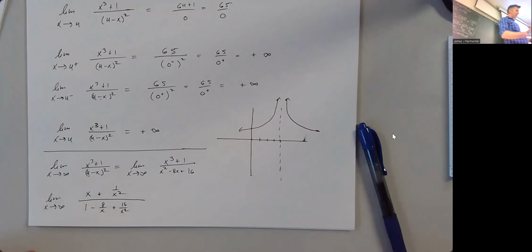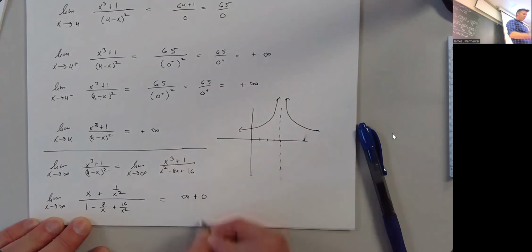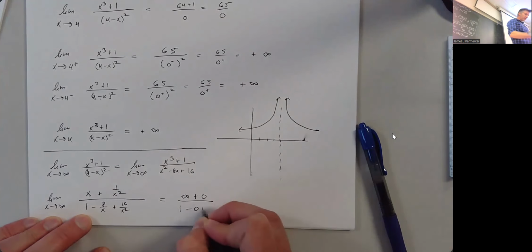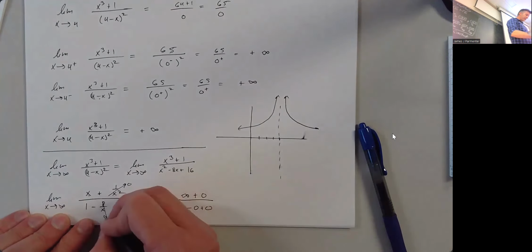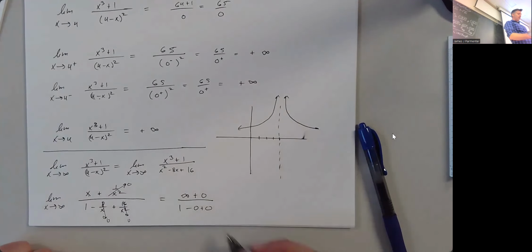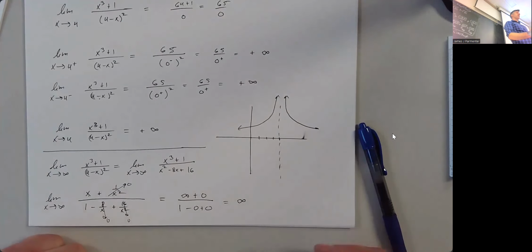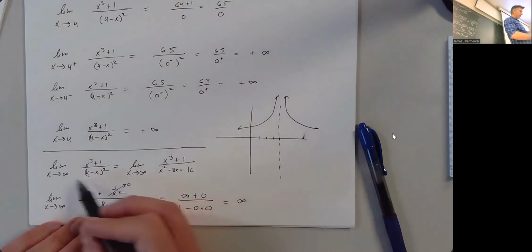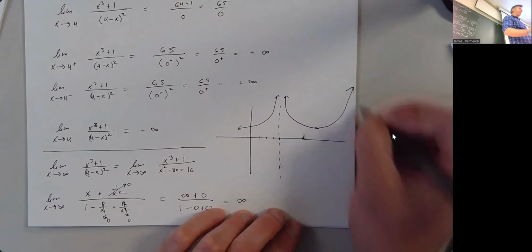If we let x go to infinity, here's what we're going to get. We're going to get infinity plus 0 over 1 minus 0 plus 0. Because the 1 over x squared goes to 0, the 8 over x goes to 0, the 16 over x squared goes to 0. And so we get infinity divided by 1, which is, last time I checked, still infinity. So is infinity divided by 2, or infinity divided by 3, or infinity divided by any constant, still infinitely large. So what that means is we don't have a horizontal asymptote. As this function goes to the right, and I know I didn't draw it this way, it's going to go back up like that.